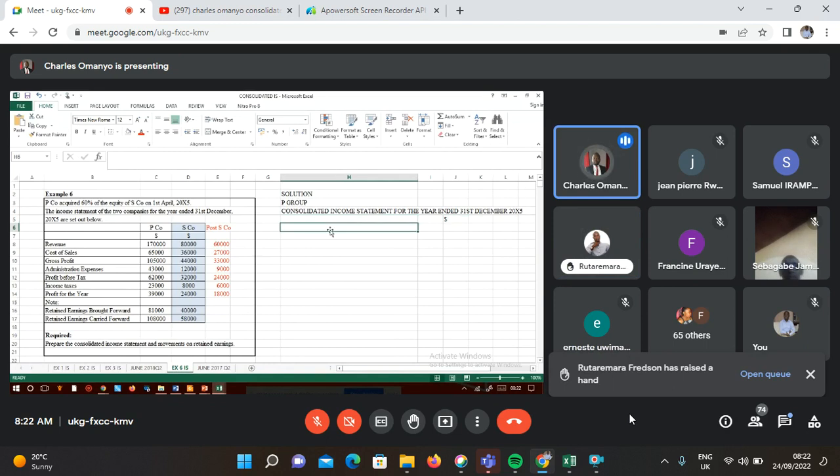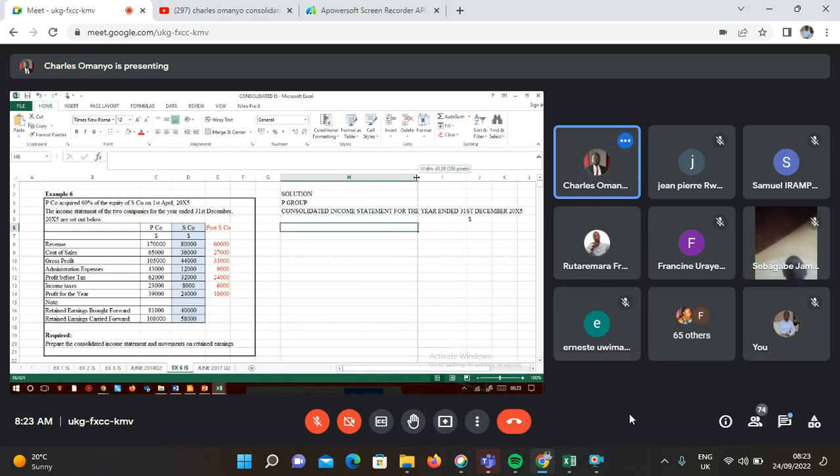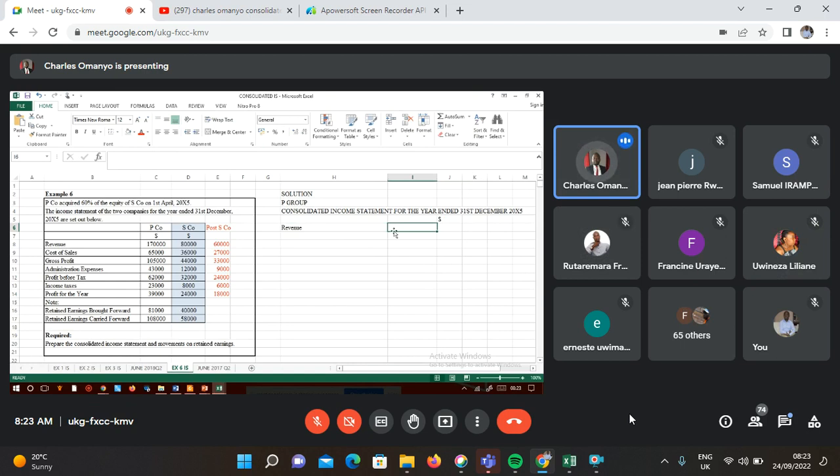We'll start with, when we are consolidating, I'll start with the revenue. Look at what I'm doing. Revenue. When I'm consolidating, I'll take revenue of the parent, 170, plus 60 of the subsidiary. We don't take 80. We only take the post-acquisition of the subsidiary. So it is 170,000 plus 60 of the subsidiary. Of course, I'll use brackets to show that it's a calculation I'm doing. It gives you 230.